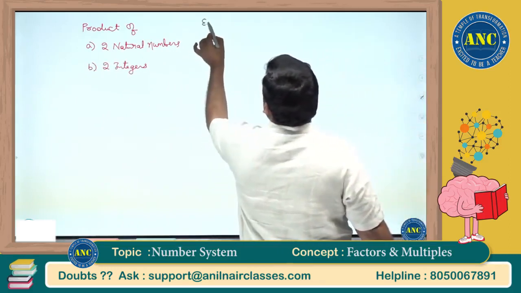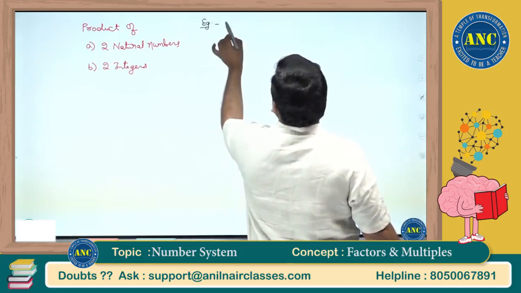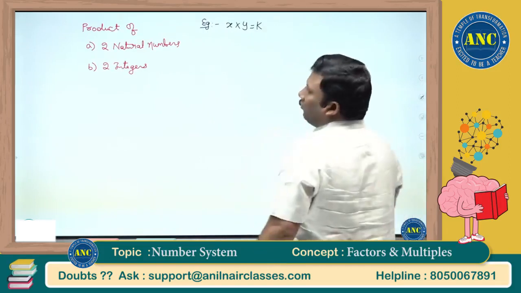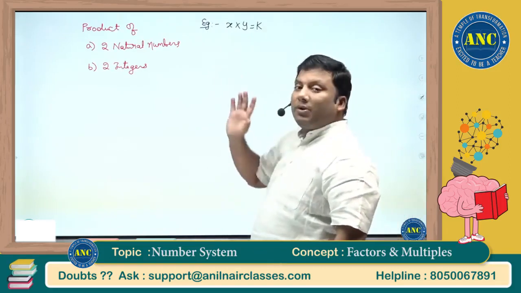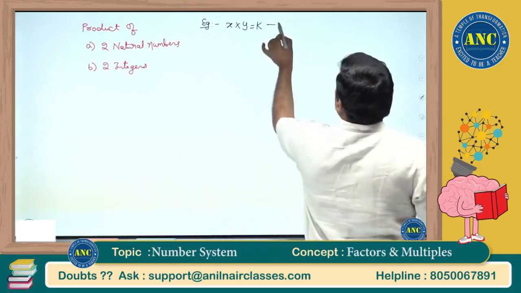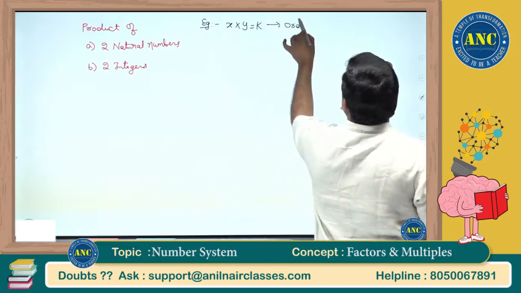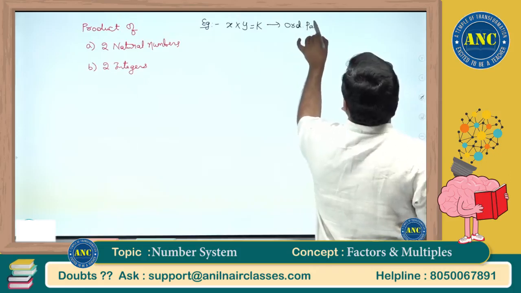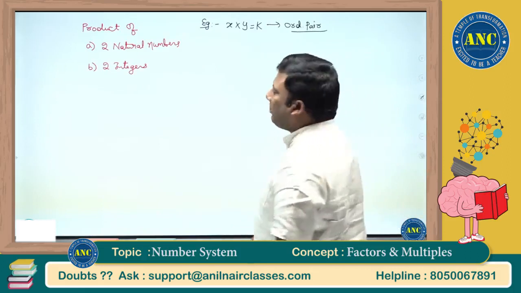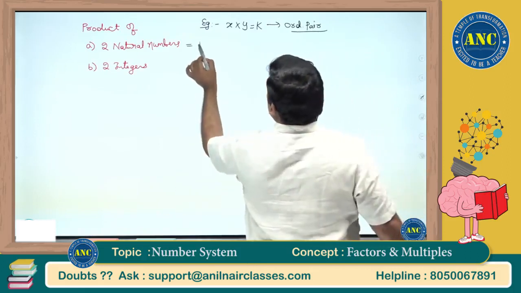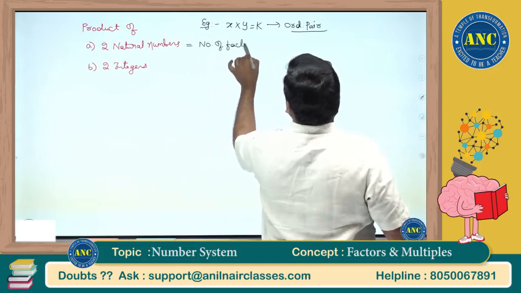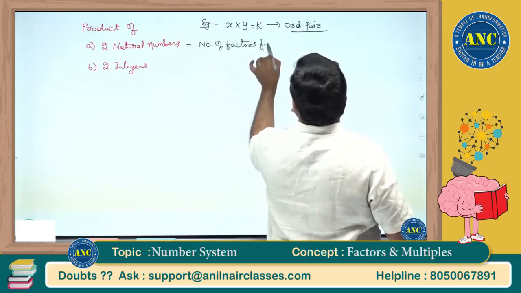Suppose for example, x into y is equivalent to k. Variables are present in the question. If the variables are present in the question, then I have to make use of ordered pair. In ordered pair, in how many ways can you write a number as a product of two natural numbers? It is equivalent to the number of factors for k.